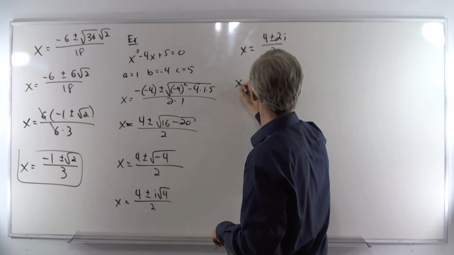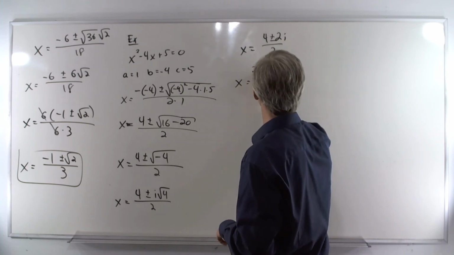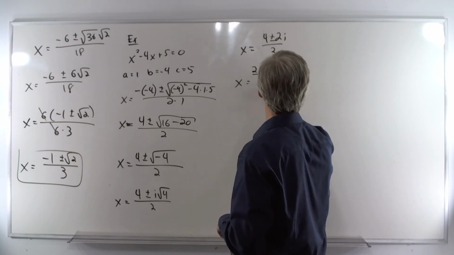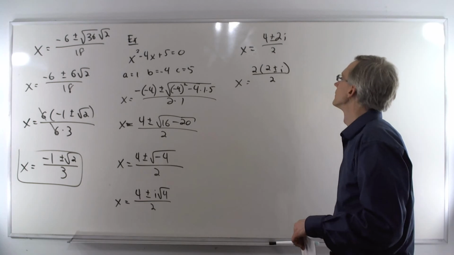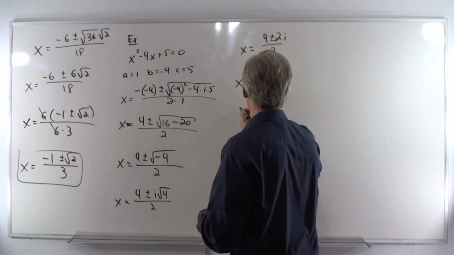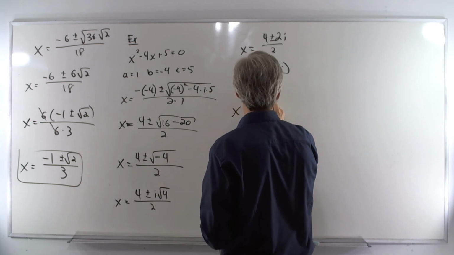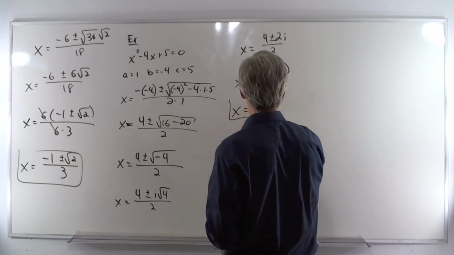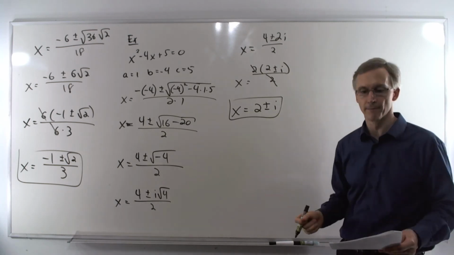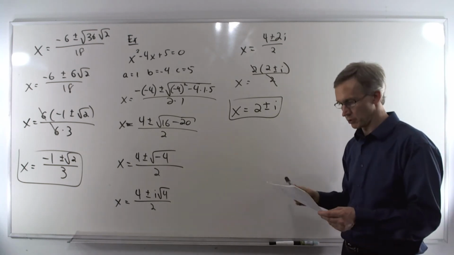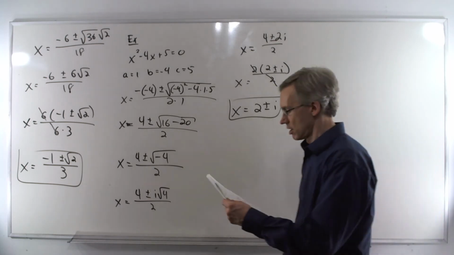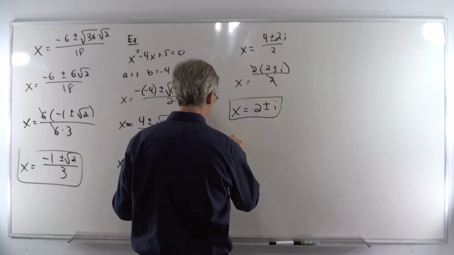You can factor 2 out of the numerator, and that gives us 2 plus or minus i over 2. Canceling the 2's, we get 2 plus or minus i. So 2 plus i or 2 minus i. And those are our two complex solutions. That brings us to your turn, number 4.